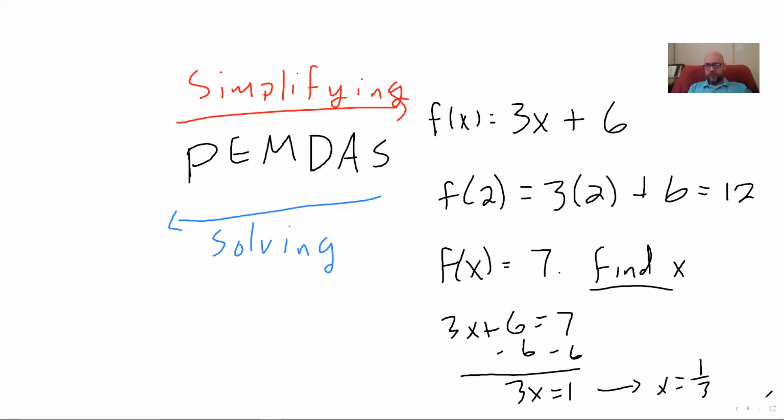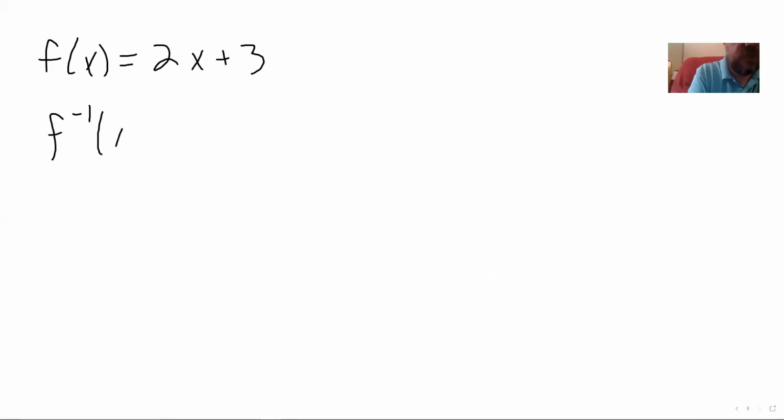So here's what we want to do next. I want to talk about what the inverse of a function with more than one step looks like. Right, so f of x was 2x plus 3. So f inverse of x is, what is it? Okay, so there's actually an algorithm for finding this. I'll give you the steps in the next video. We're not going to worry about it right now.